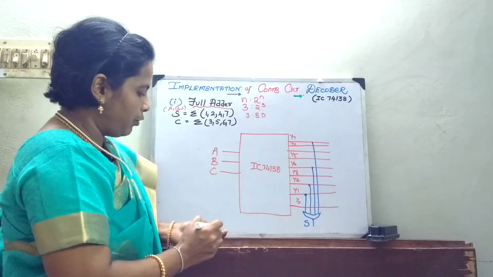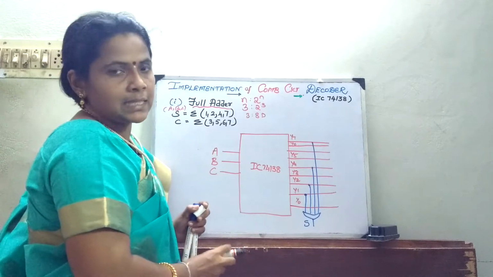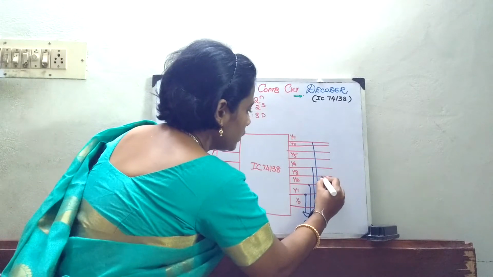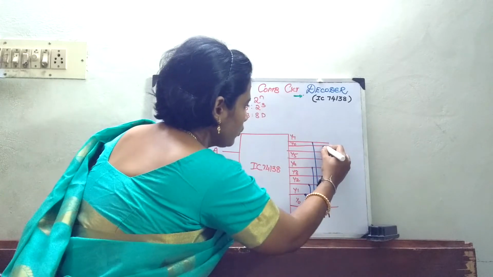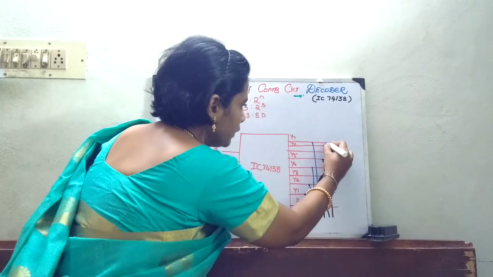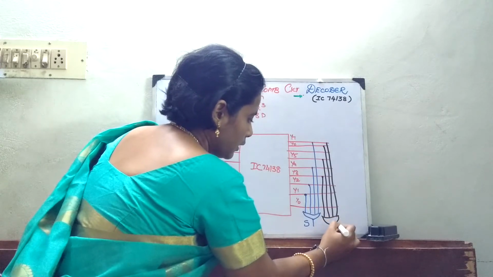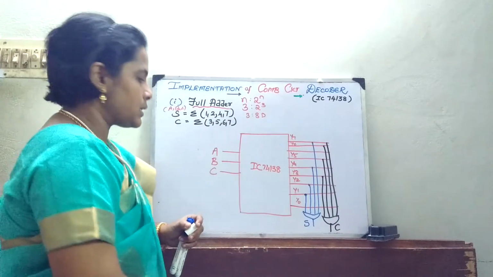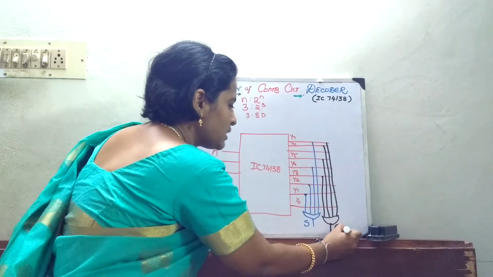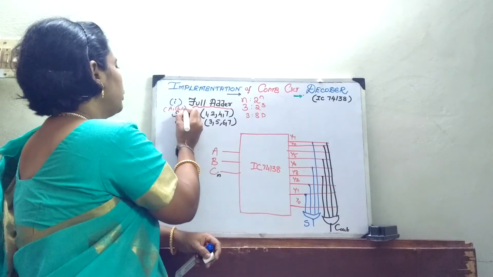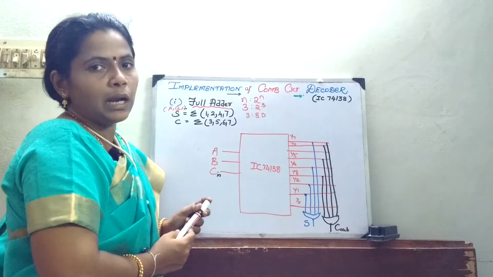Now we will come to the carry. In carry it is 3, 5, 6, 7. So it is 3, 5, 6 and 7. This completes it. If you want to be more specific, you can put here C in and here you can put C out. So that's all. This completes your full adder circuit.